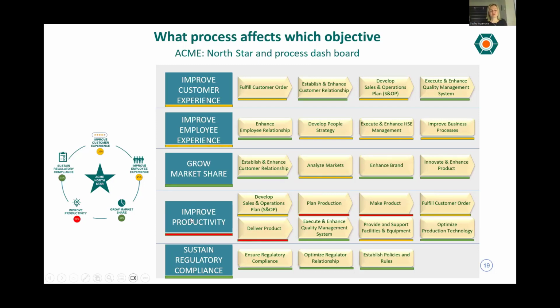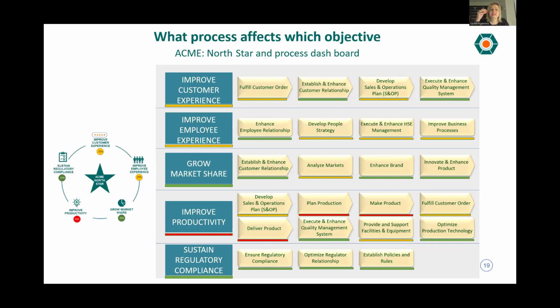So when you go from this perspective, you really want to identify those processes almost one by one. Let's take an example for the first one, improving customer experience. We know that fulfill customer order, customer relationships, sales and operations planning (S&OP), and quality management system processes, if not executed properly, will directly impact customer experience. Okay, similarly with the next line.